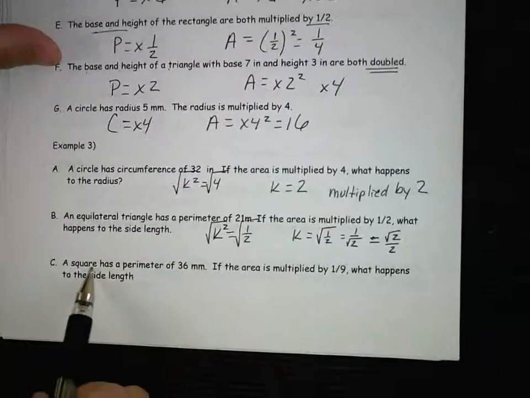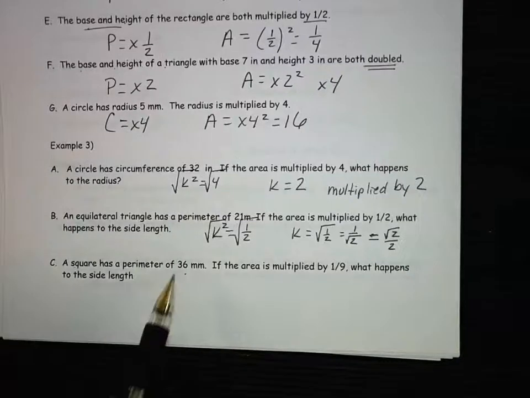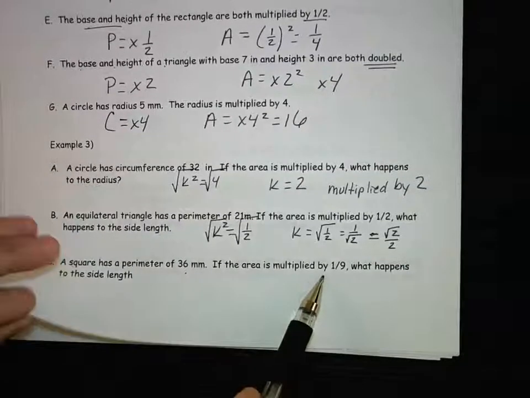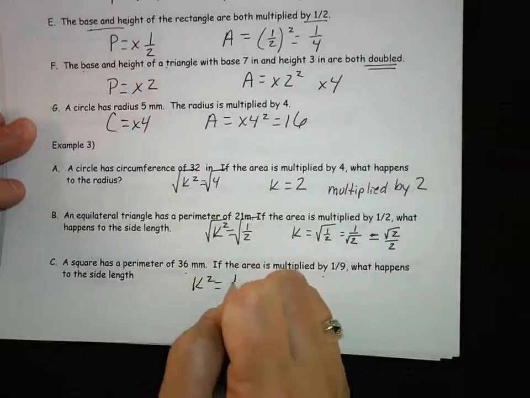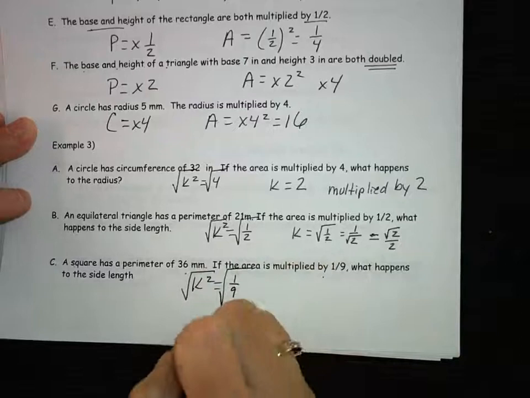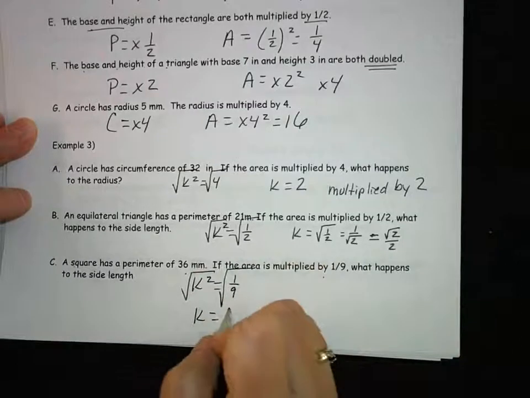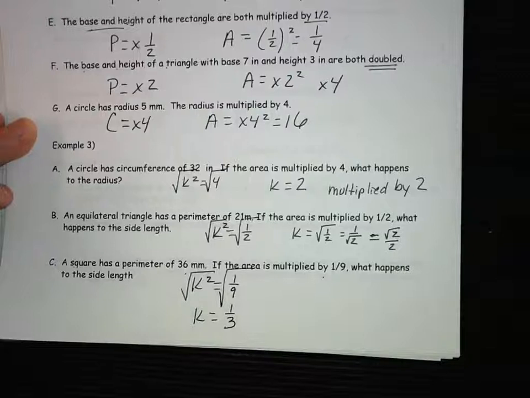And the last one, a square has a perimeter of 36. The area has been multiplied by 1/9, so that's already been squared. To undo that, we square root both sides, and those are both perfect squares, so the side length then has been multiplied by 1/3.